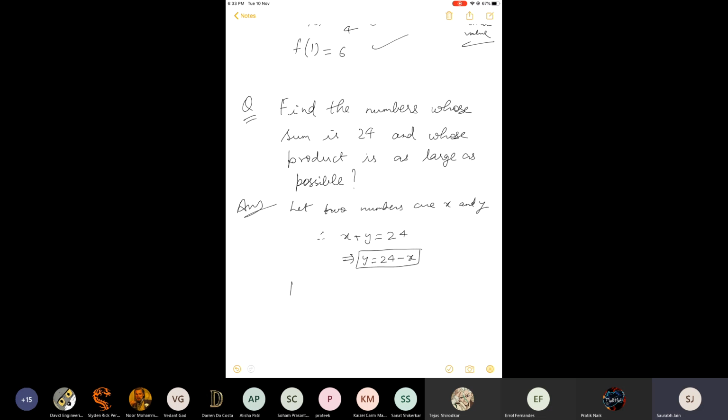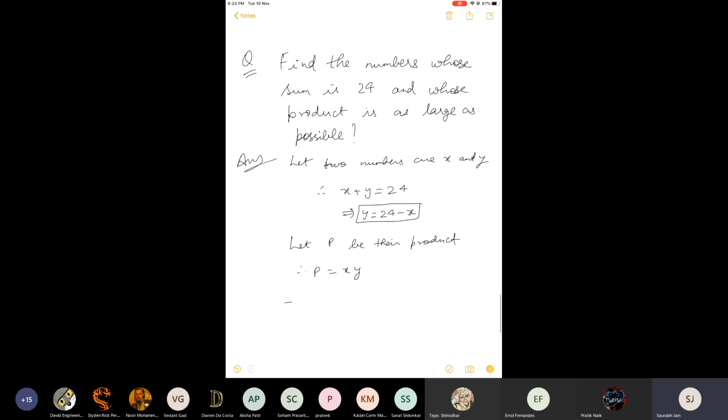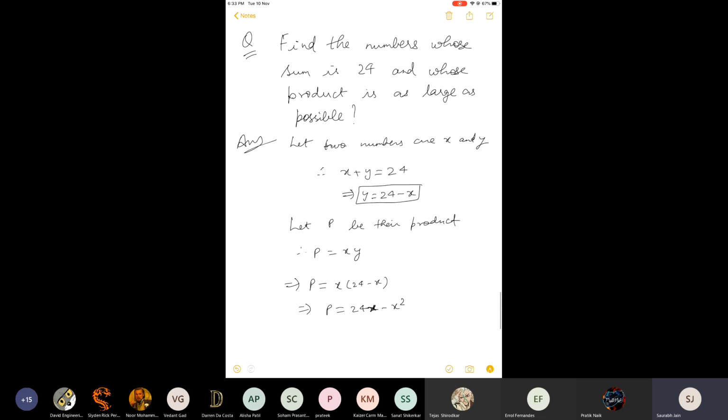Now what is the question? Let P be their product. Therefore P equals x into y. This implies P is x into (24 minus x), after using the value of y from the previous result. Now from here, it will be a question of second derivative. Why? Because what is the question? Product is as large as possible. As large as possible means largest or maximum. Now P has to be maximum. So the question is, what should be the value of x so that P becomes maximum?